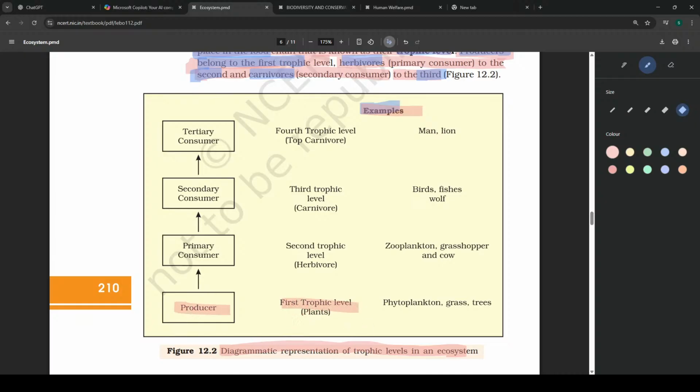Producer, the first trophic level: phytoplankton, grass, trees. Primary consumers, second trophic level, herbivores: zooplankton, grasshopper, and cow. Third trophic level, carnivores: birds, fishes, and wolf. Fourth trophic level, that is the top carnivore; this is the secondary consumer, this is the tertiary consumer. Fourth trophic level, that is the top apex carnivore, either a lion or a man.